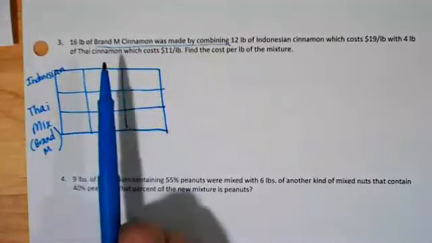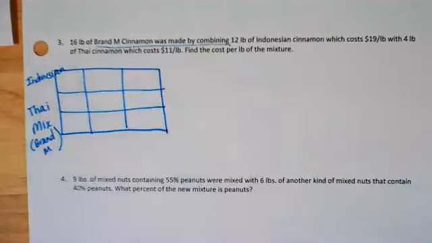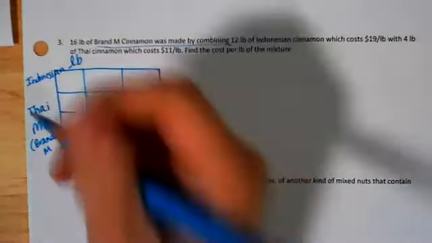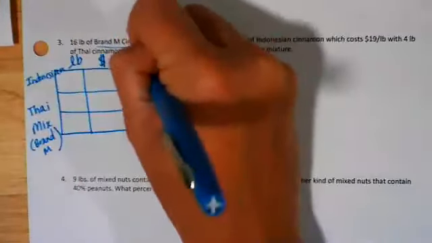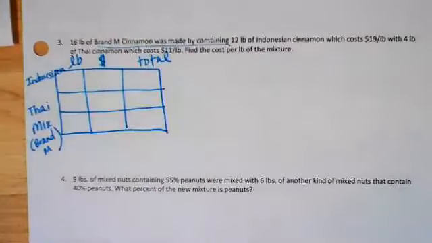Then I also need to label my columns. The other pieces of information that I have about each of these types of cinnamon are the pounds, LB, and the cost, which is going to give me then a total. Now we're just going to go through and pick out those important pieces of information.